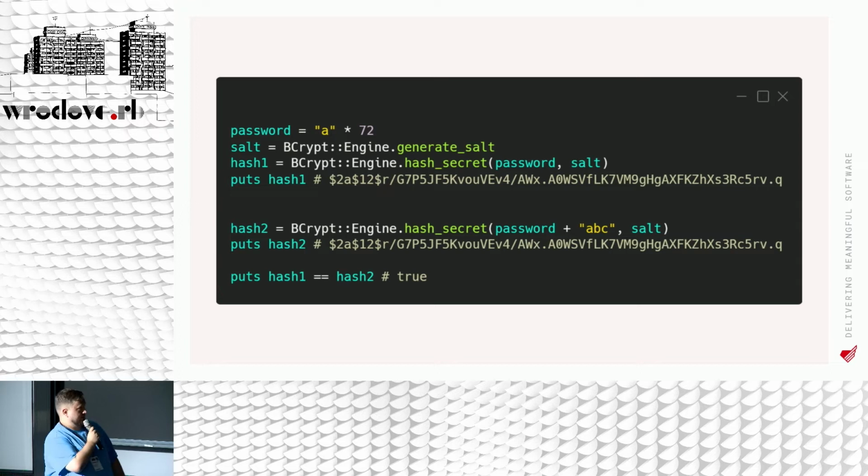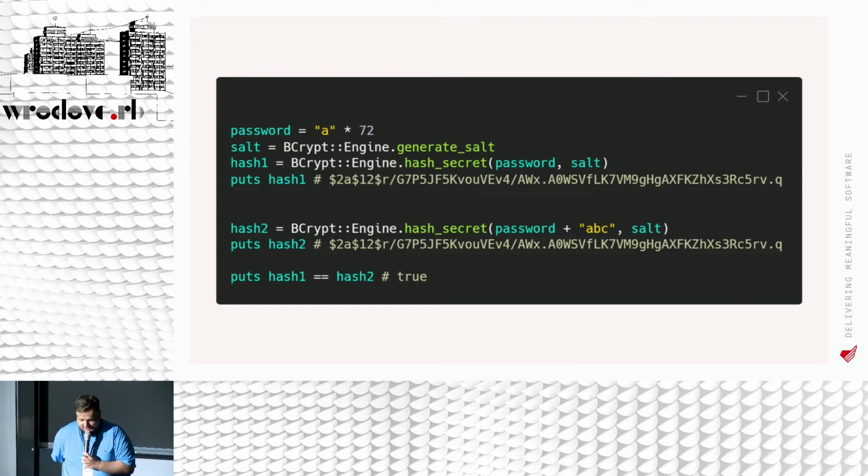So let's go back to Bcrypt. Bcrypt has a design decision that limits the length of the password in most implementations to 72 bytes. That means, as you can see, the password that is 72 A's and the password that is 72 A's and something else at the end produce exactly the same hash with the same salt.